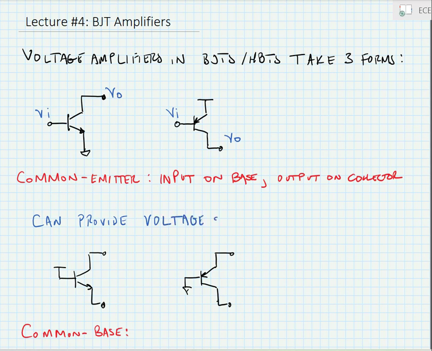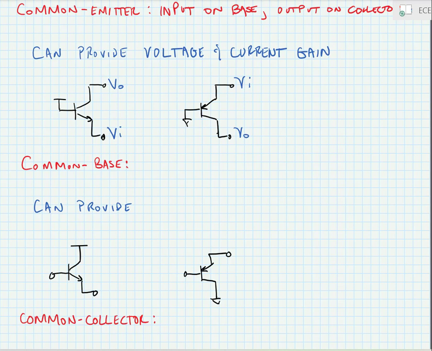The next configuration that we will look at, we put our input on the emitter and take our output from the collector. This can happen for an NPN or a PNP. We call this configuration a common base. We note that the common base can provide voltage gain. The current gain is typically near unity, a little bit less than unity.